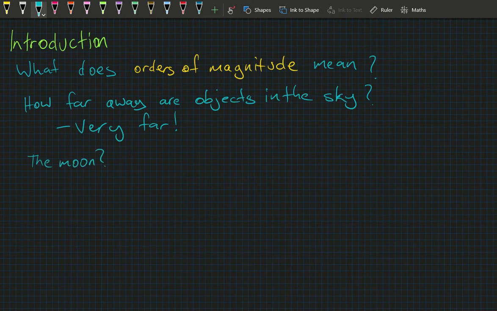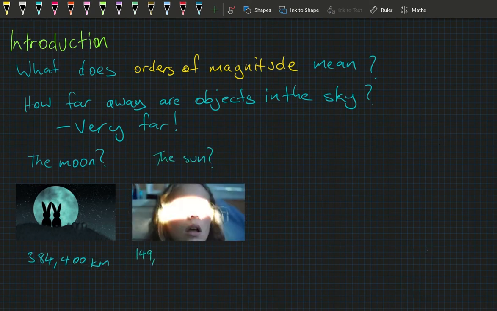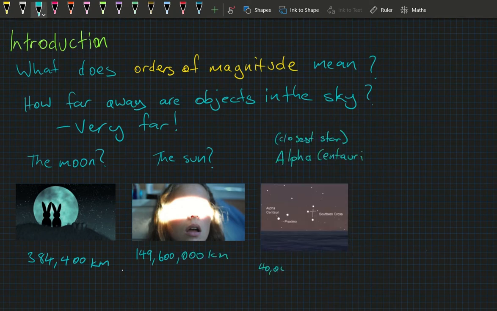What about the moon? The moon is 384,400 kilometers away. What about the sun? The sun is nearly 150 million kilometers away. What about the closest star, Alpha Centauri? Alpha Centauri is 40 trillion kilometers away.